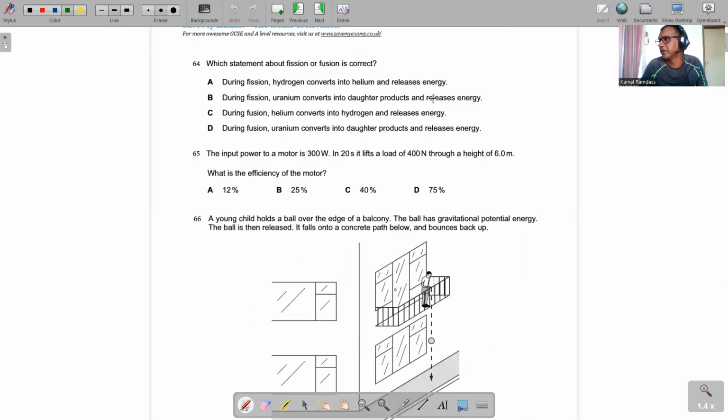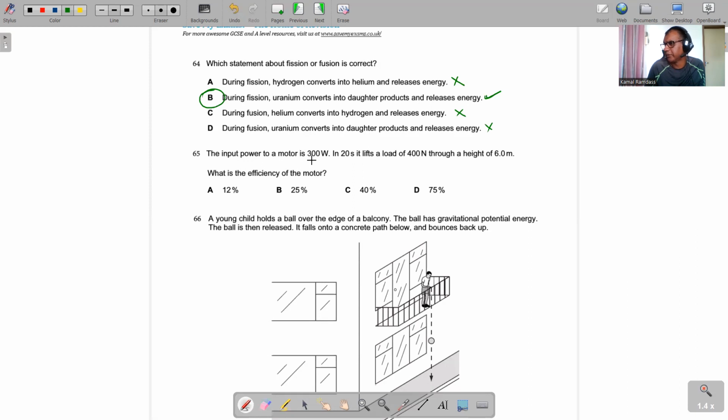Fission or fusion, which is correct? During fission, hydrogen converts. No. During fission, uranium converts into daughter products and releases energy. That seems correct. During fusion, helium converts. No, the opposite happens. During fusion, uranium, no. Uranium does not do fusion. During fission, uranium converts into daughter products and releases energy. And that is the reaction that gives us energy in the nuclear power station.